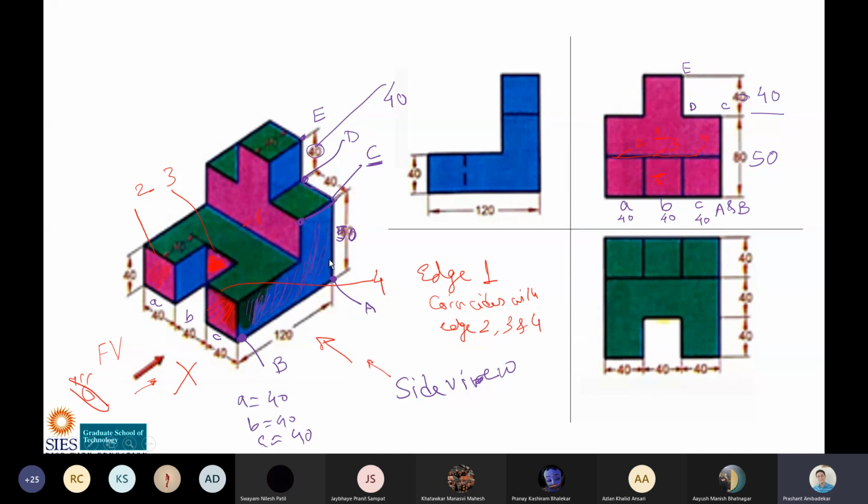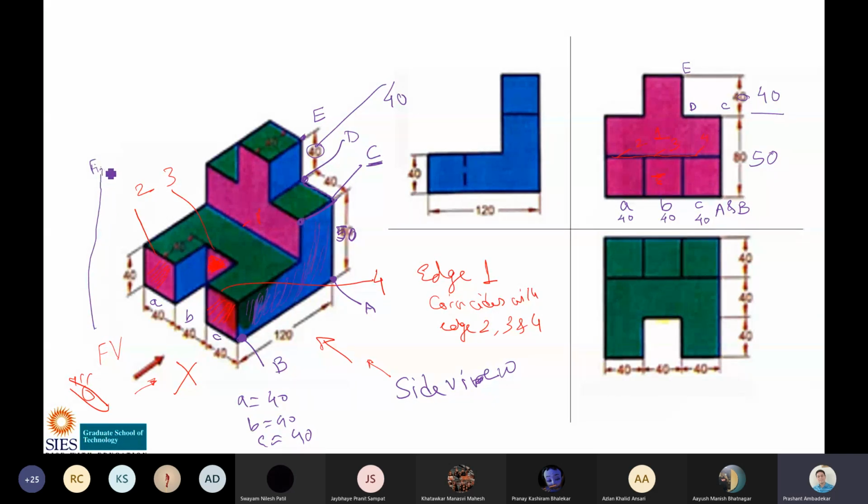Now for drawing the top view. As I told you yesterday, today also I am going to show you two top views. First the correct one and then the wrong one. Now this is the correct top view, the green color top view. Where is the front view? The front view is drawn by looking from here. So if I want to draw the top view, what will I do? I will climb from here.